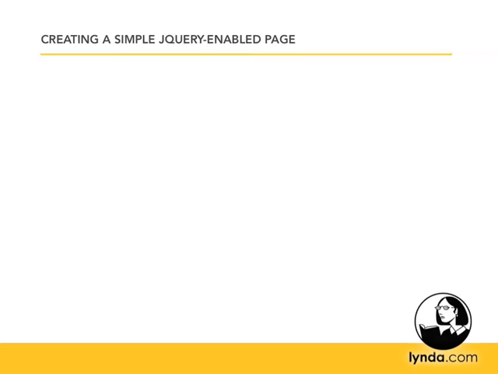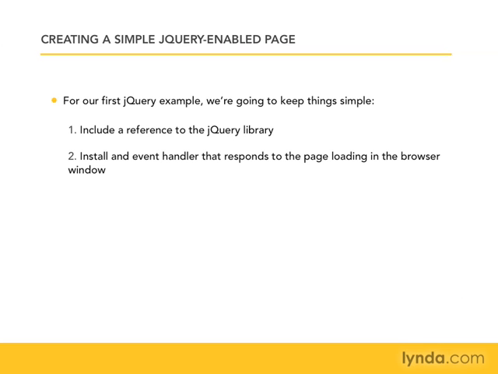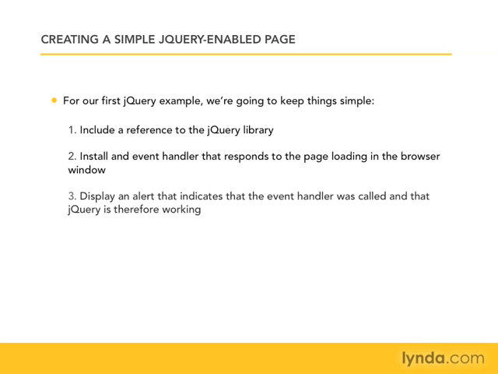So now that we've downloaded jQuery and saved it to our hard drive, we're going to create a simple jQuery enabled page. And for the first jQuery example, we're going to keep things pretty simple. So our example page is going to do three things. It's going to include a reference to the jQuery library that we just downloaded. And then we're going to write an event handler. And that event handler is going to respond to the page loading up in the browser window. And it will display an alert that indicates that the event handler was in fact called and jQuery is therefore working and doing its thing.